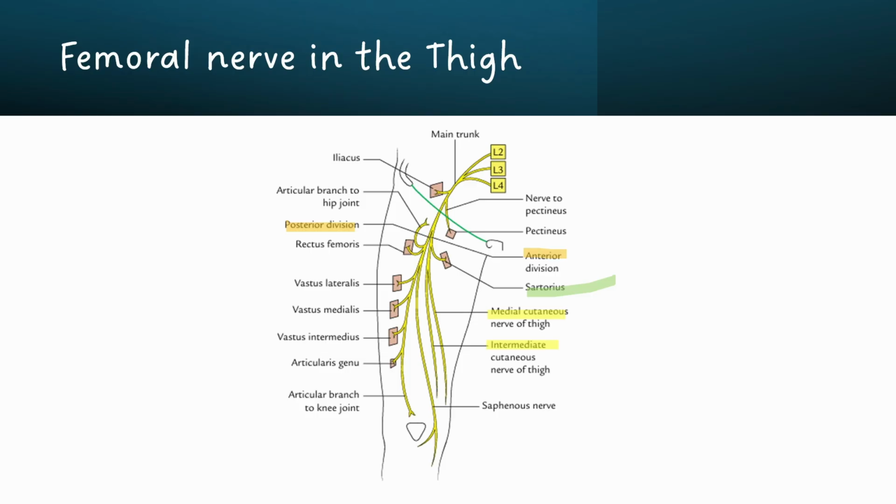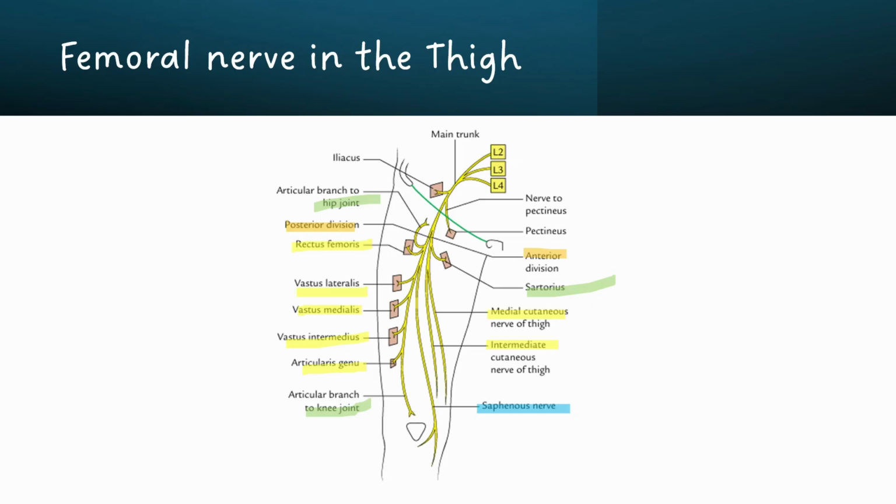Whereas the posterior division supplies the quadriceps femoris muscle, which includes rectus femoris, vastus lateralis, vastus medialis, vastus intermedius, as well as the articularis genu. It also gives two articular branches to the hip joint as well as to the knee joint, and then it continues as the cutaneous nerve, which we call the saphenous nerve. So thus the posterior division is mainly motor.